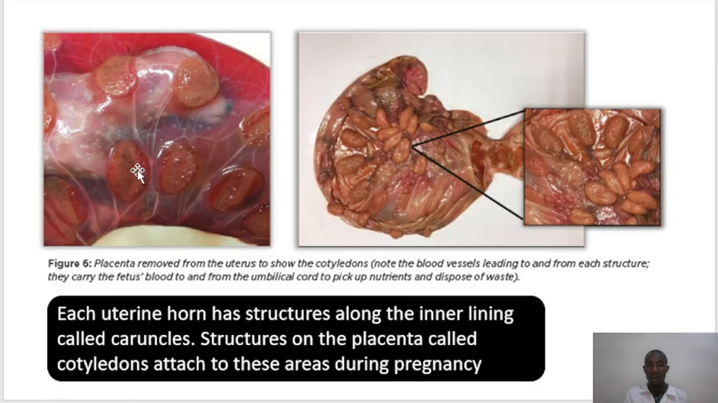This is how the caruncles are attached on the uterus. And this, for example, is the placenta. But if you remove the placenta, this is how these caruncles look like. The placenta has the cotyledons which are attached to the caruncles. And the combination of the caruncle and the placenta, we call it the placentome.